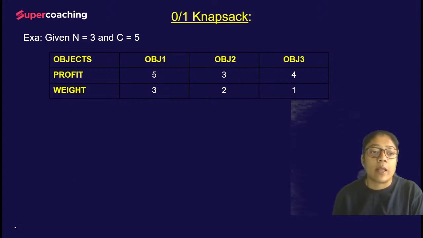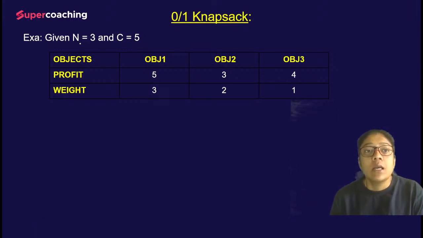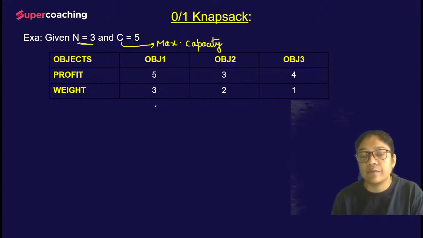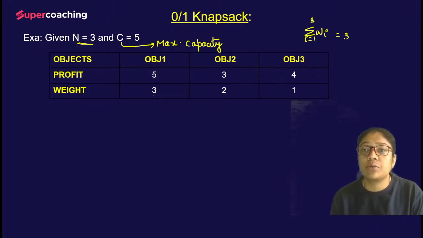Okay. All right. So according to the given problem scenario, I have taken a very small problem here. There are three objects and the maximum capacity of the knapsack is given as 5. This means that you can take a maximum weight of 5. But here, if you take the sum of the weights of all the objects, 3 objects are given, so this is 3 plus 2 plus 1, that is 6. This means that all the objects cannot be taken, right?